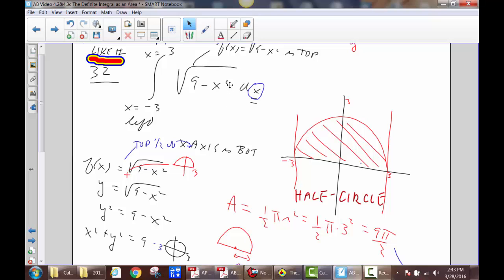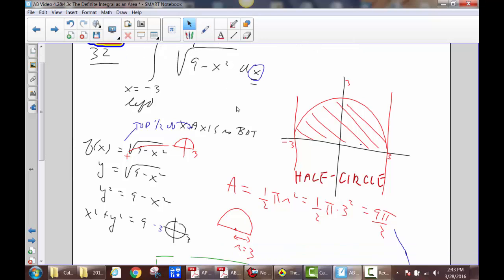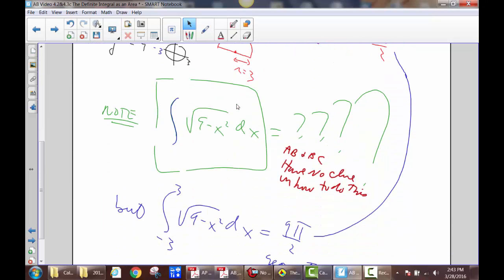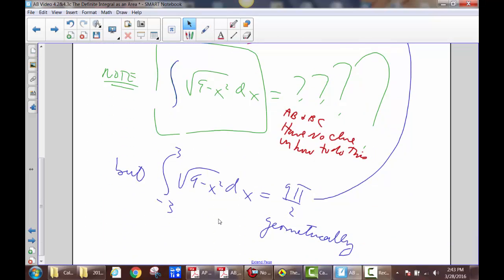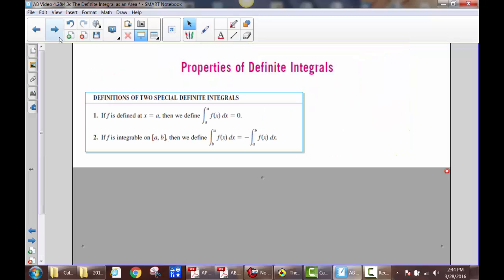So they could ask this question, and the sad part is they're not going to say use a geometric formula. They're going to let you sit there and think that you can actually algebraically integrate this, and you can't. So AB and BC don't have any clue how to do this. But geometrically, we get an exact answer.